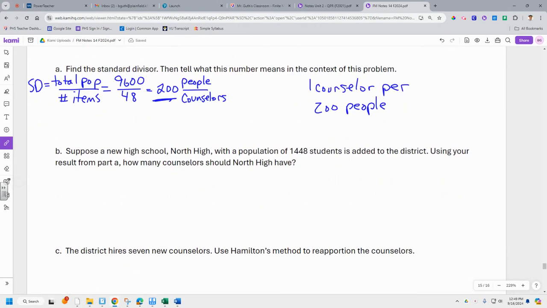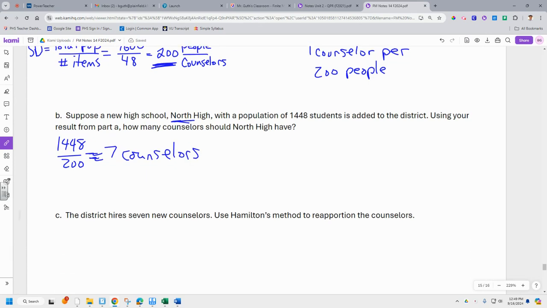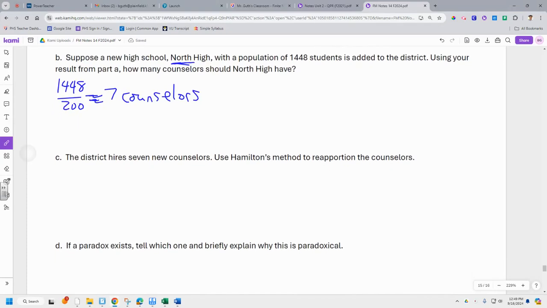Part B, suppose a new high school, North High, with population 1448 is added to the district. Using your result from Part A, how many counselors should North High have? Okay, well, North High has 1448, and we know there's supposed to be 200 people per counselor. So just a quick, simple estimation, it tells me that this should be about 7. There should be about 7 counselors. And I don't want to get any more accurate than that. Obviously, there'd be a decimal, but we can see that it's about 7. 1,400 divided by 200 is about 7. So 7 counselors for North High.